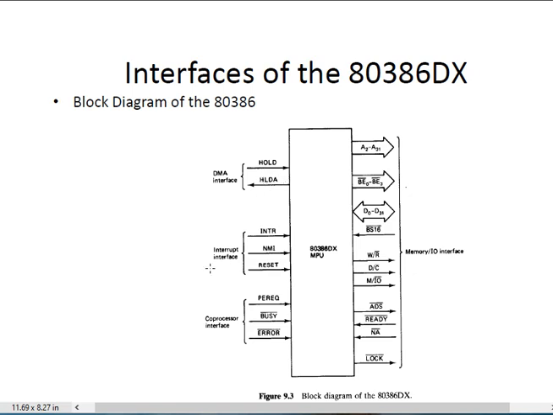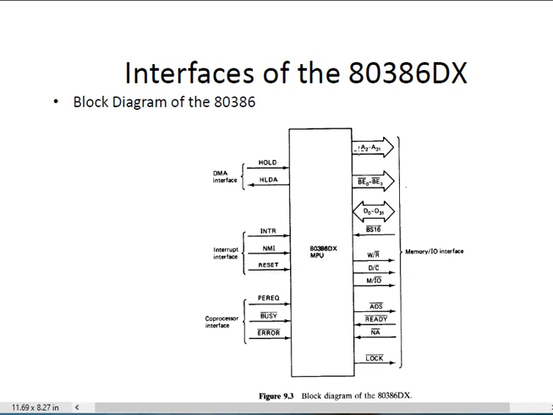There is hold and hold acknowledgement. Then there is the interrupt interface, which is the interface between the 80386 and the interrupt unit. Then the coprocessor interface is the interface between the 80386 and the coprocessor associated with it. Here this is the address bus, A2 to A31.